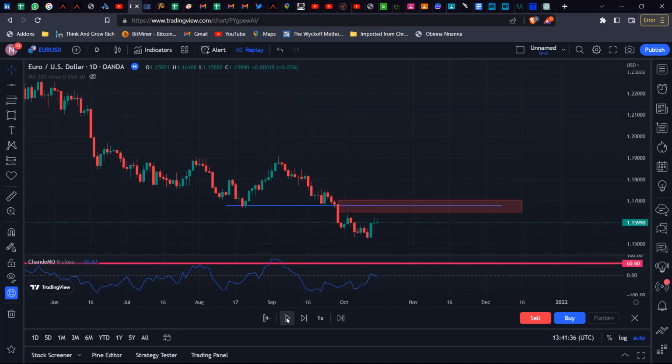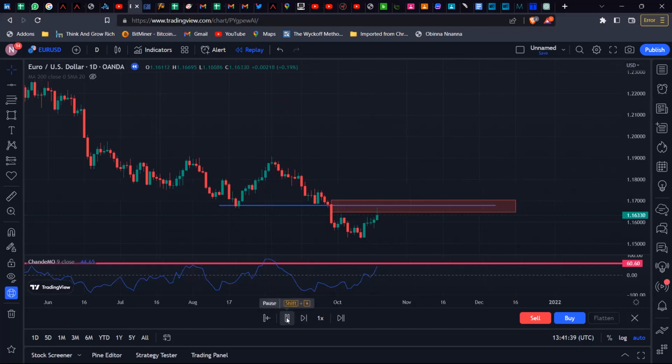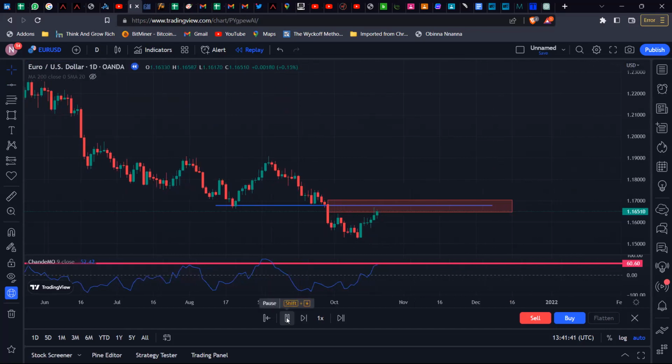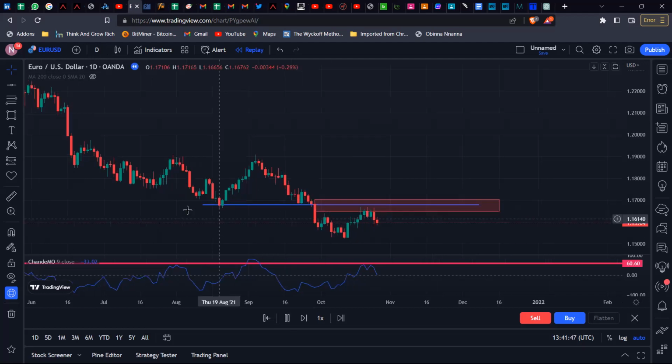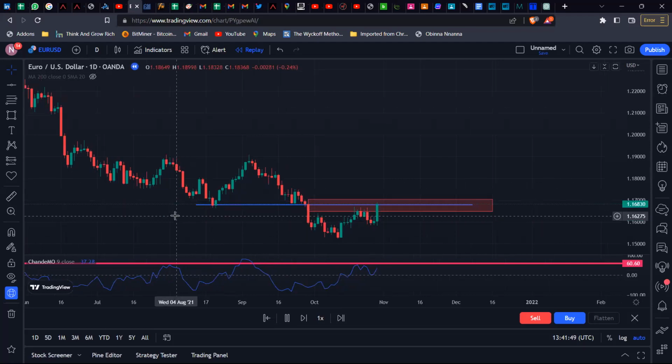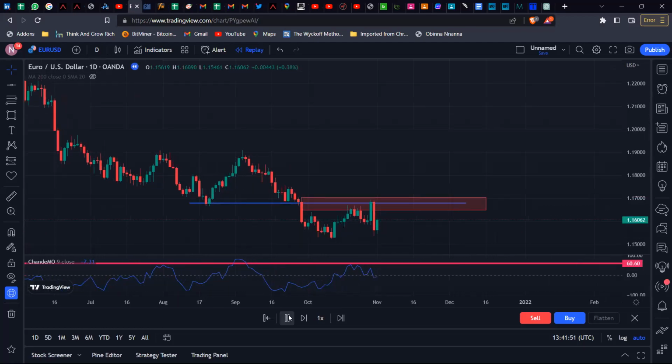Now let's play price, and the market goes up. Is it there yet? No, it's not there. Does it get there? Now, in this particular example, price has not really touched it, but you get the whole idea.